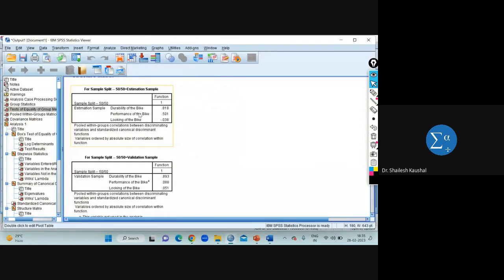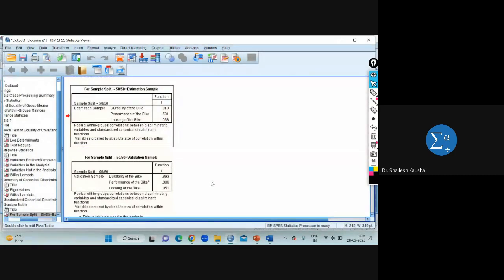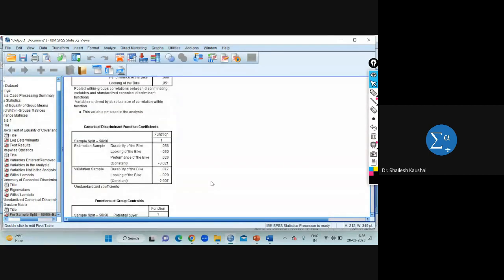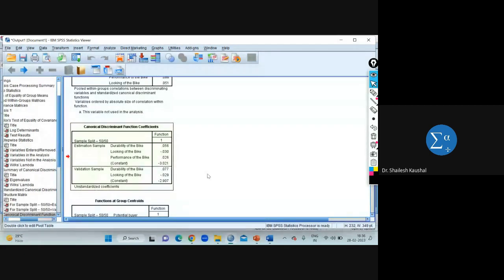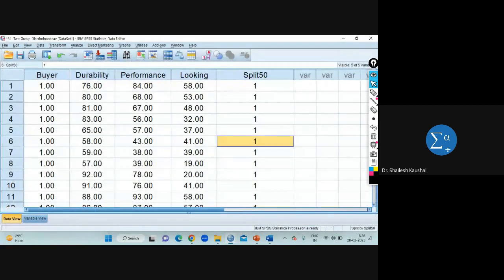Split estimation, and yes, the durability, canonical, we need the canonical discriminant function. Yes, this is my main equation. So there are many tables. All tables are not required for our interpretation purpose. We do not take all the tables. So here I am taking the main model. Now, what is our main model? We will take our model, showing you the results.